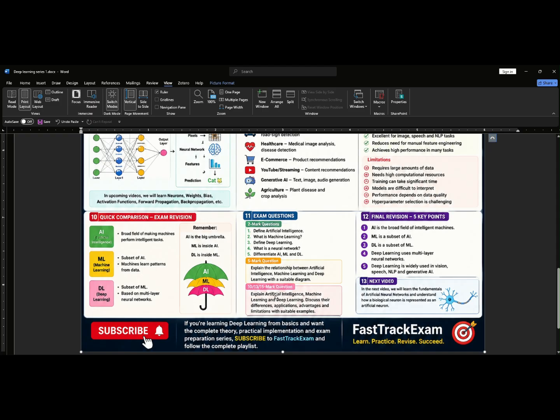Explain all the concepts of AI, ML, and deep learning. Discuss the differences, applications, advantages, and limitations with suitable examples. Finally, the key points: AI is the broad field of intelligent machines. ML is a subset of AI. DL is a subset of ML. Deep learning uses multi-layer perceptron models and is widely used in vision and speech recognition systems.